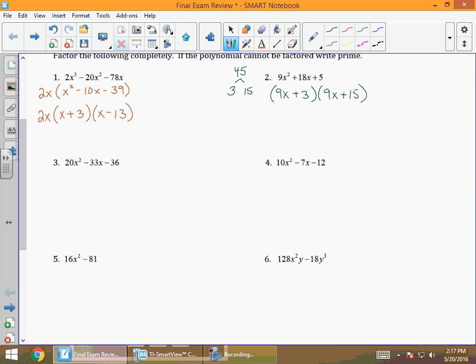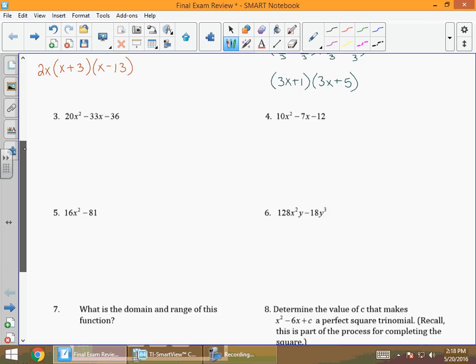In airplane method, make sure that you check for divisibility within each one of the parentheses. So I have a 9x and a 3. Both are divisible by 3. So that parentheses reduces to 3x plus 1. And 9x and 15 are both divisible by 3. That reduces to 3x plus 5. So that final answer, 3x plus 1 and 3x plus 5.